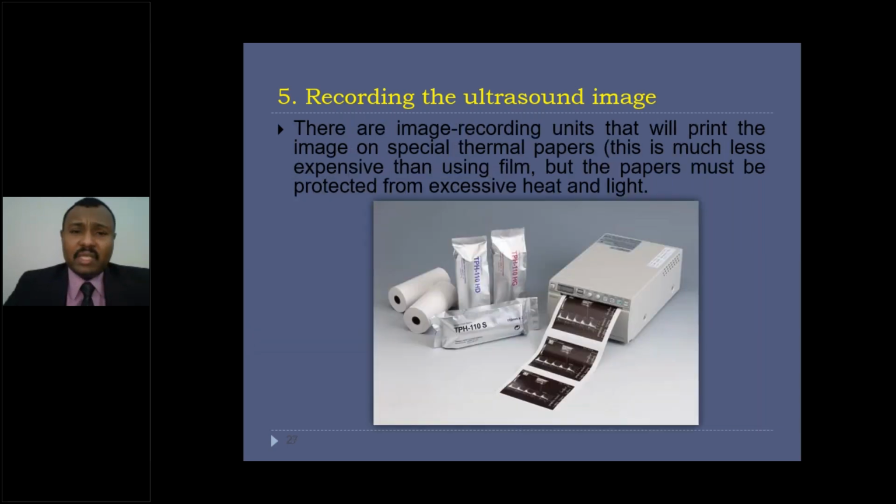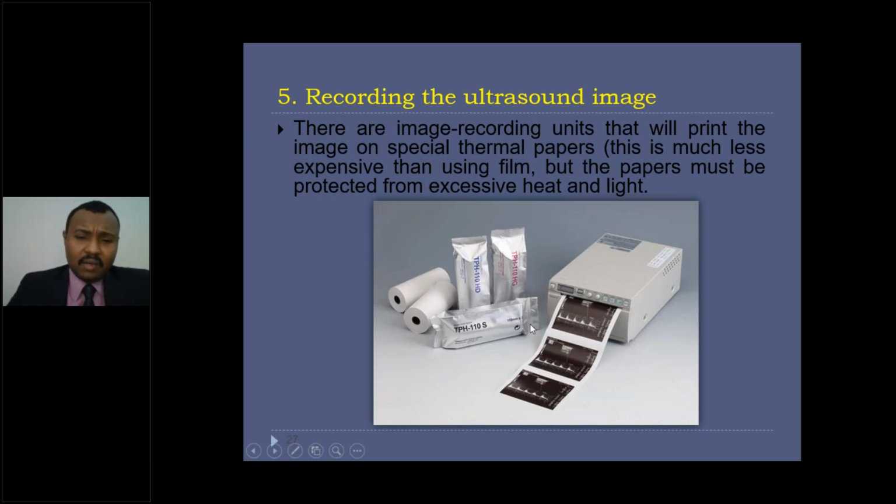Much more, the third and mostly used method of recording your ultrasound image is to record it on a special thermal paper. And this special thermal paper comes in this package. You open this package and you will find a roll of thermal paper, which is going to be introduced into this specialized device, which is known as an ultrasound printer. And from here, with this green knob, you can print your screen.